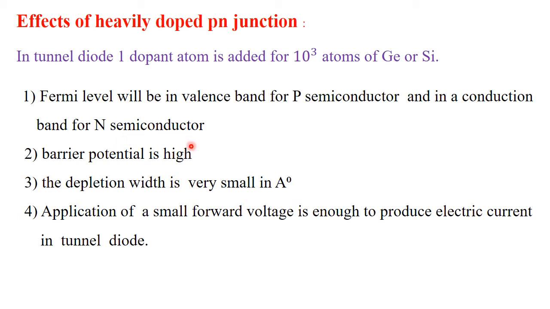Now when you bring the heavily doped p and n semiconductor together to form a p-n junction, the barrier potential near the junction becomes very large, and the width of the depletion region becomes very small, in angstroms. We are going to connect the tunnel diode in forward bias only. We are going to study the forward characteristic of a tunnel diode, which produces the electric current by using the tunneling of electrons through the depletion region.